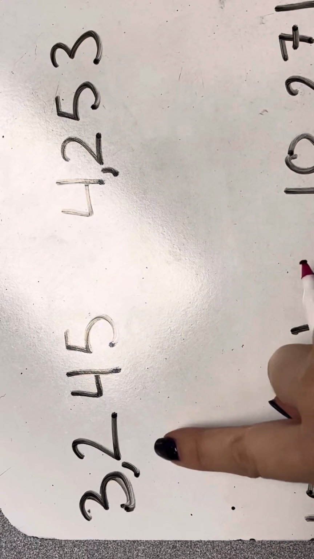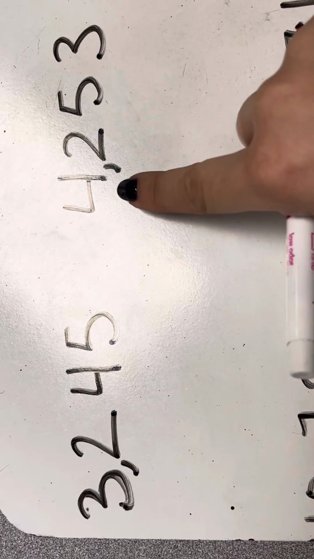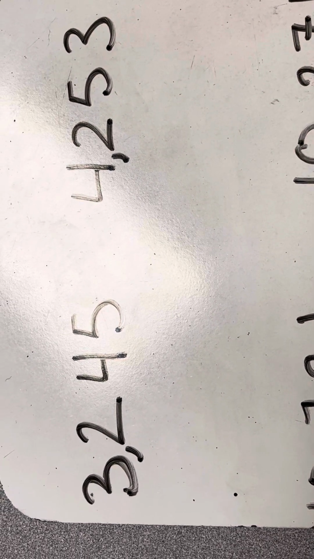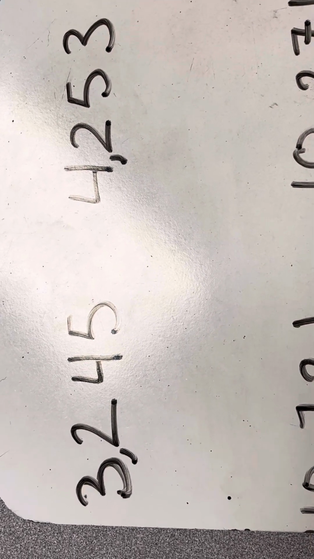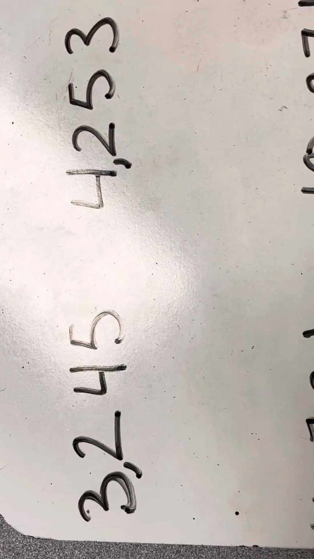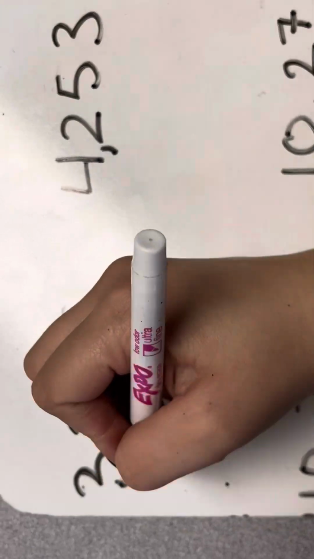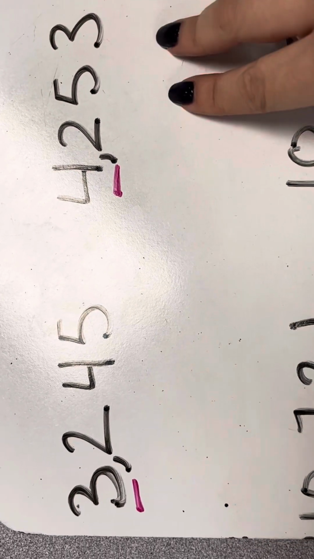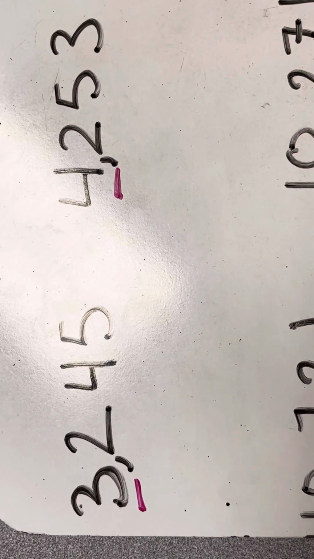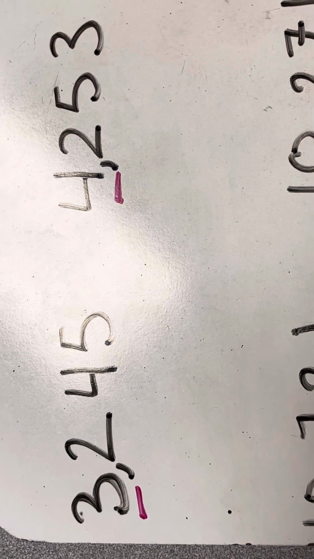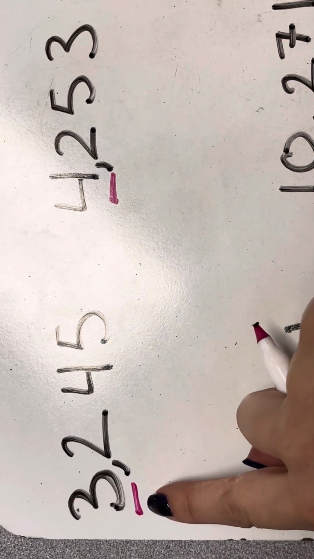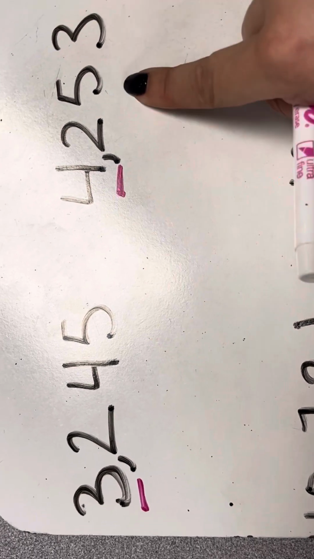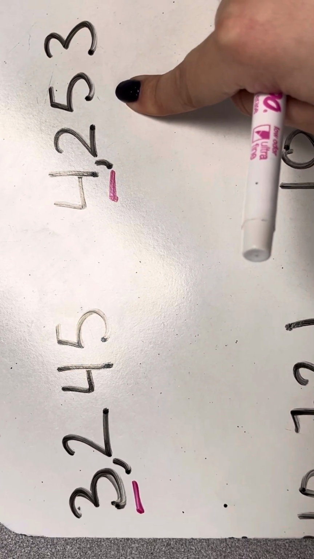I have 3,245 and here I have 4,253. I want to see which number is greater and which one is less. So the first thing I'm going to do is look at the thousands place, because it doesn't matter what the biggest digit is. It matters which has the biggest digit in the highest place value, because while the biggest number here is 5, that's only 5 ones. And here the biggest number is 5, but that's 5 tens.